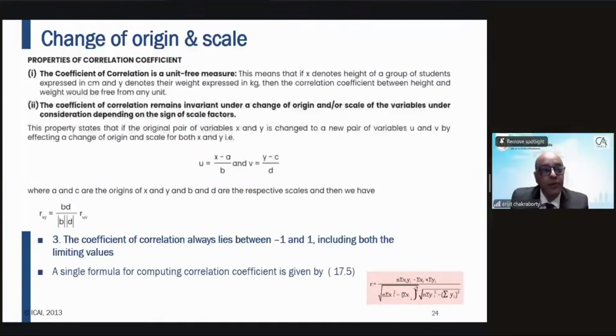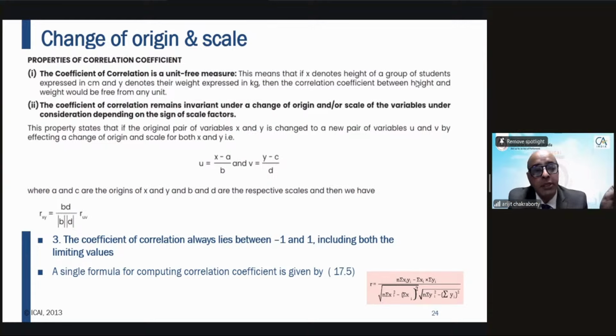So the formula is very simple. The relation is very simple, that if the original pair of variables X and Y is changed to a new pair of variables U and V, where A and C are the origin, क्योंकि X minus A हम लोग कर रहे हैं, Y minus C कर रहे हैं, यानी हम लोग शिफ्ट कर रहे हैं ओरिजिन को, फिर उसको डिवाइड कर रहे हैं by a scalar quantity which is B or D. So the coefficient Rxy will always be equal to Ruv, provided the sign is same.